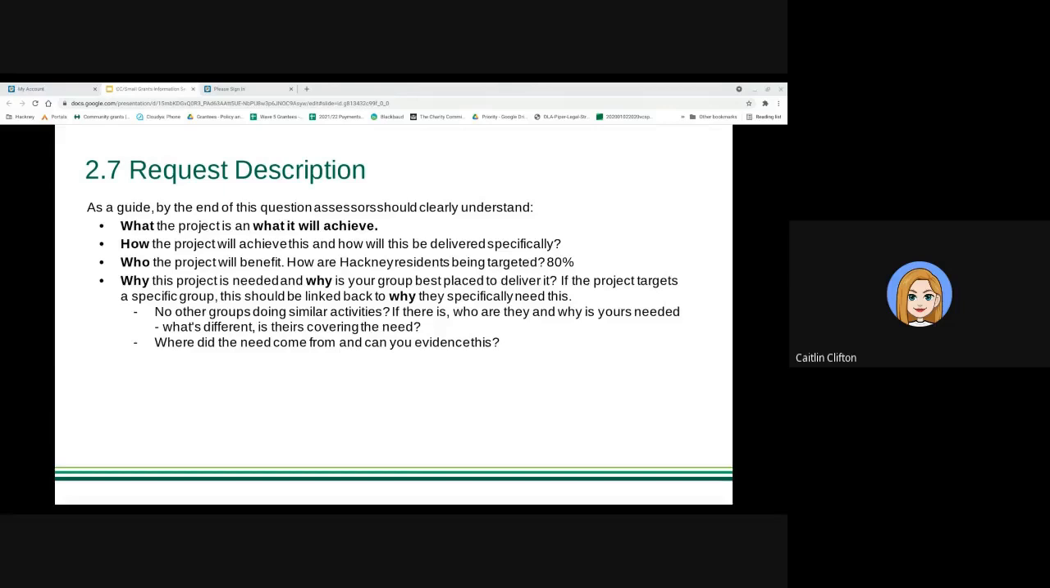So if you are putting in a very small application, and you feel like you've said everything, you've covered all of this, but you've used so few words, absolutely don't worry, because we are assessing with that proportionality in mind.